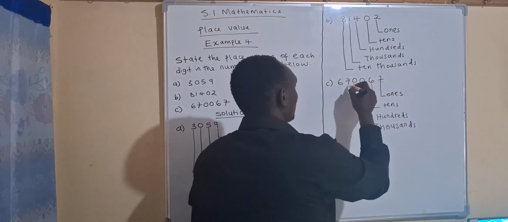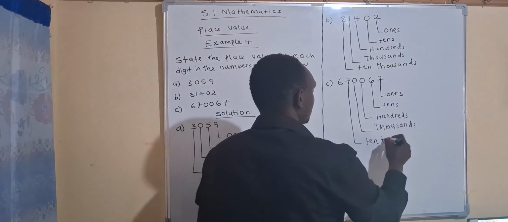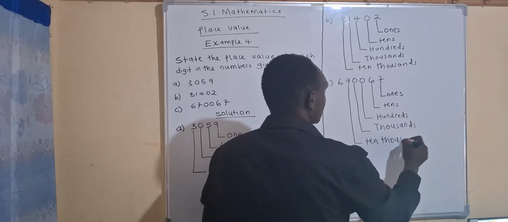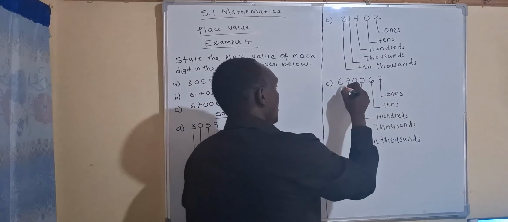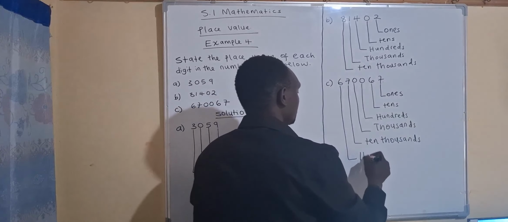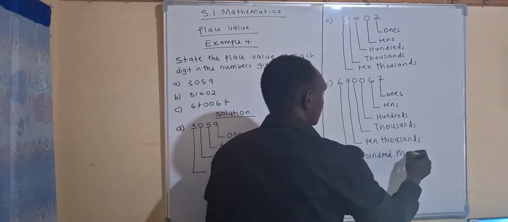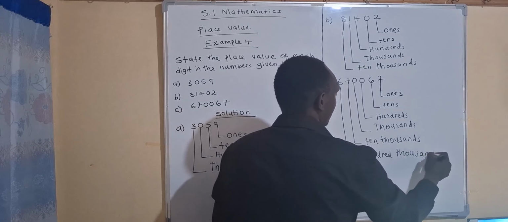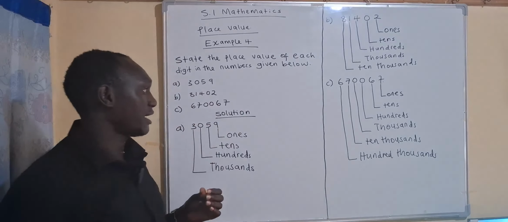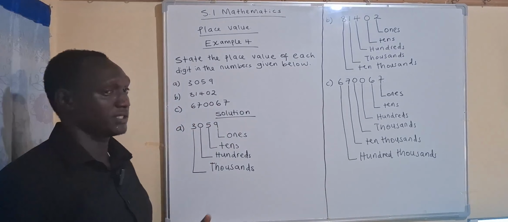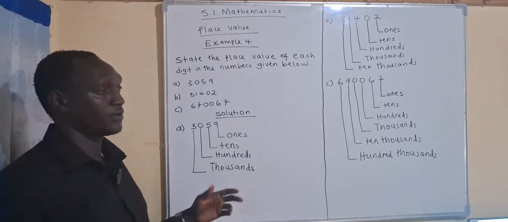And then we come to 7. This is a position of ten thousands. That means here in this number we have 7 ten thousands. And then you come to 6. This is the position of hundred thousands, which implies that in that number there are 600,000s. Yeah, so this is the solution for our example 4.